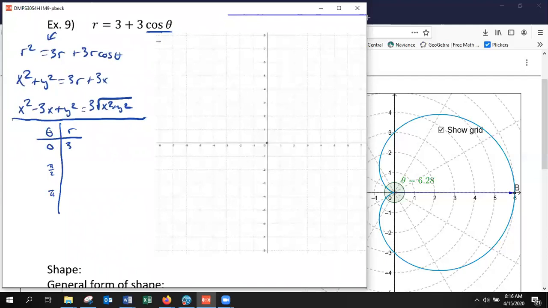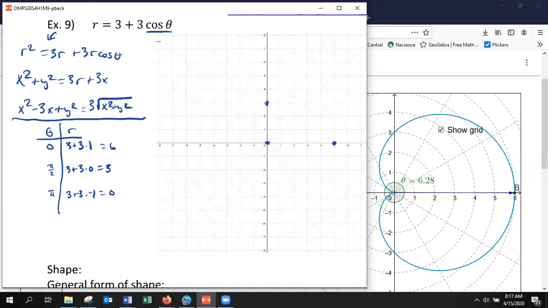So this one would be 3 plus 3 times the cosine of 0, which is 1. This would be 3 plus 3 times 0. And then this is going to be 3 plus 3 times negative 1, which is 0. So at an angle of 0, I get a radius of 6. At an angle of pi over 2, I get a radius of 3. And at an angle of pi, I get a radius of 0.